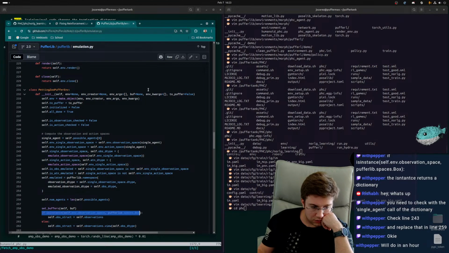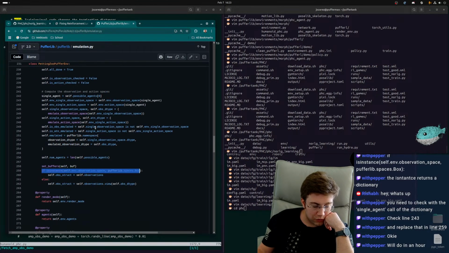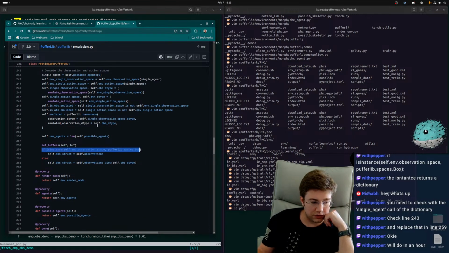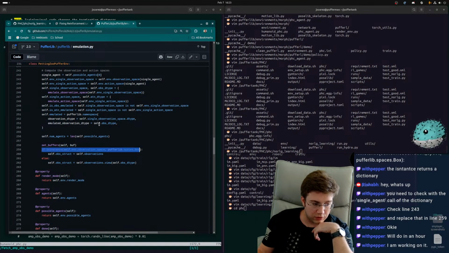Good catch. Thank you. Yeah, this PettingZoo wrapper is kind of a pain. We need it for compatibility with existing PettingZoo environments, but the dictionary interface of PettingZoo really kills your performance on everything.